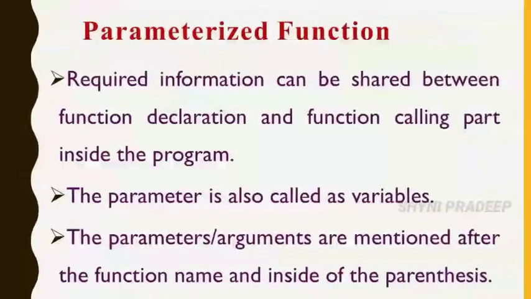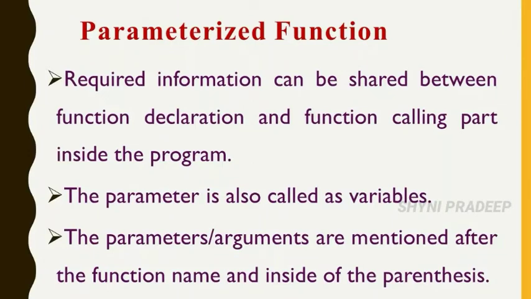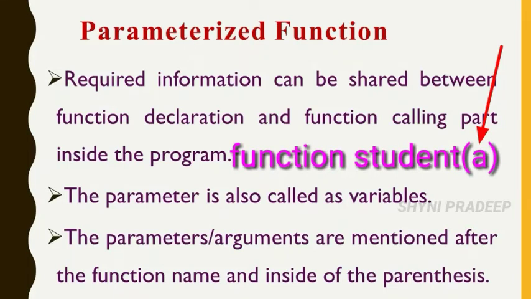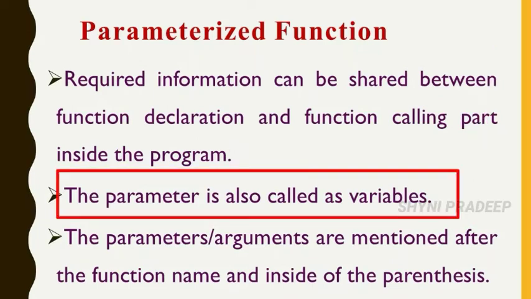Next let us see parameterized functions. Required information can be shared between the function declaration and function calling part inside the program. Which means when you are creating a function, you have to write the parenthesis. Within the parenthesis, you can add parameters and arguments. When you add parameters and arguments in that parenthesis, that function is called a parameterized function. The parameter is also called a variable. It is used to store the values, which means it stores the arguments.